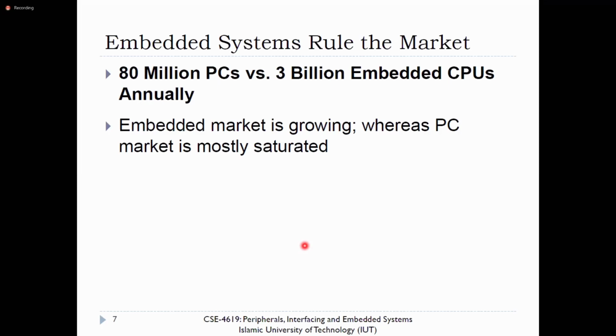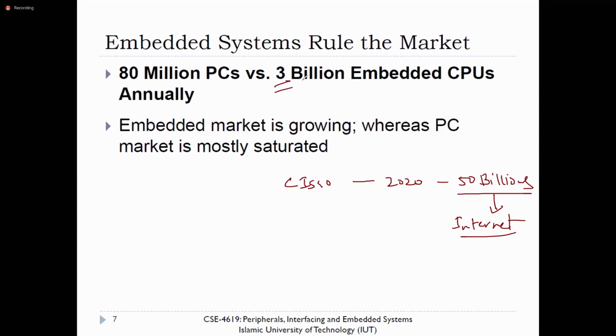And nowadays, according to Cisco, in 2020 we have around 50 billion devices connected to the internet. So all these 50 billion devices can be treated as embedded devices. So you can consider that annually 3 billion embedded CPUs are entering the market.